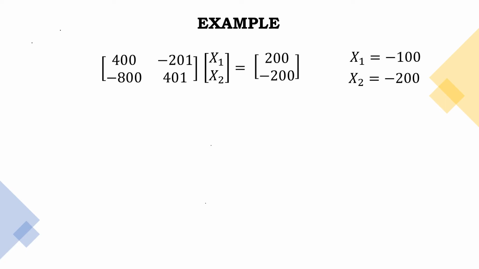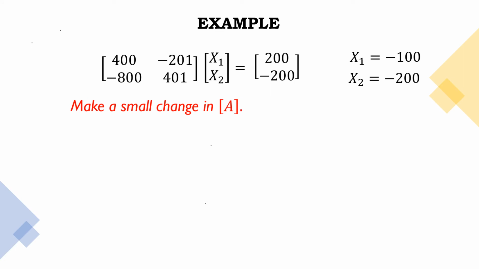And of course, our vector here is unknown. We have to find out the elements of our vector. The solution vector's elements are 200 and negative 200. If we use mathematical software, you will get the value of x sub 1 as negative 100 and x sub 2 as negative 200. Okay? Now, what if we make a change in the matrix A?